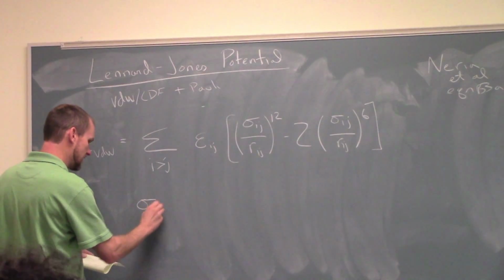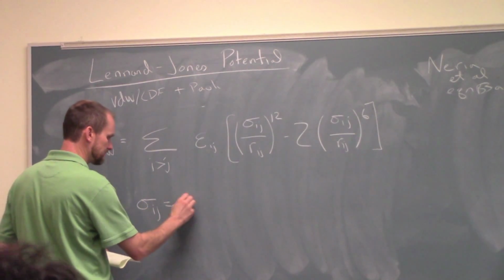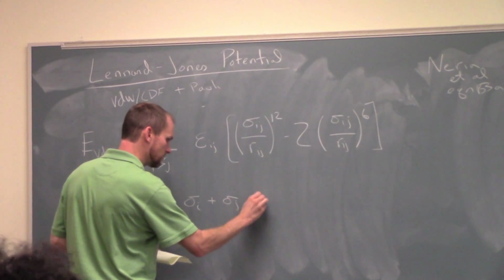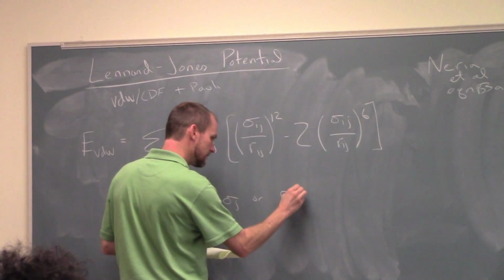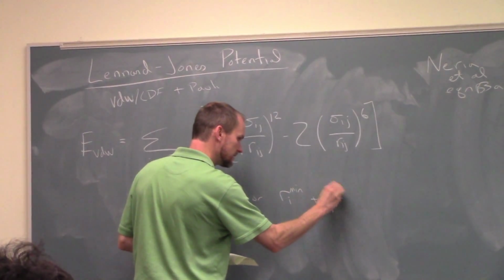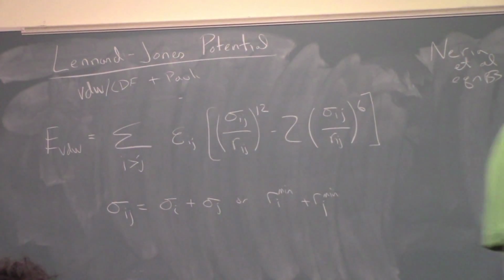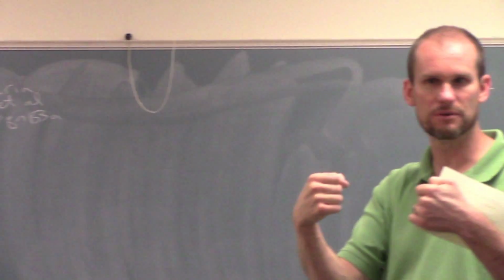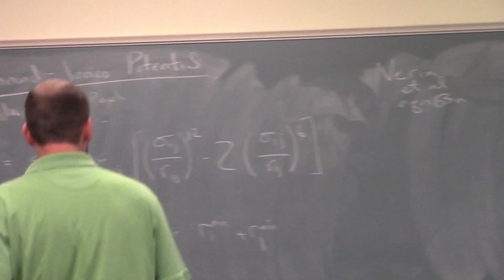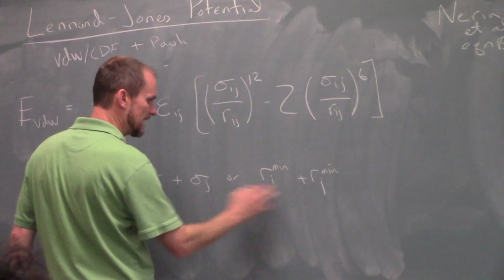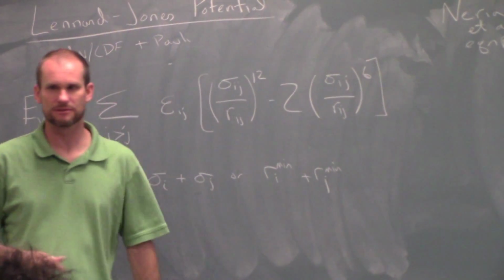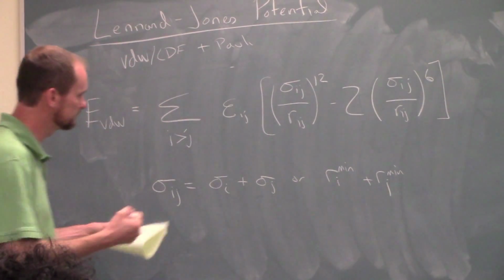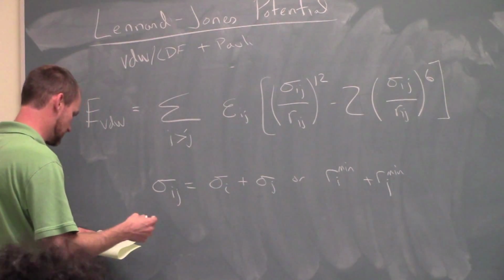So what else? Sigma ij is going to be sigma i plus sigma j, or ri min plus rj min. These are essentially the radii of each atom, the van der Waals radii, and we add together the radii for each atom, and then that gives you a diameter or equivalent distance between the two atoms. So typically they're done just by adding, either in this table as sigma, or sometimes they're done as the minimum distance between two atoms that you see from experiments or from data, structural data.